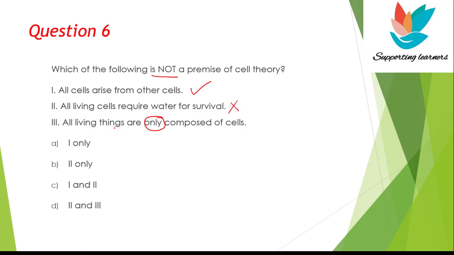Only is wrong over here. This was not a premise of cell theory, that all the living things are only composed of cells. Yes, living things are composed of cells, but there are many other things that are present in the living organisms, not only the cells. So only first statement is right and the other two statements are wrong. So they are not a premise of cell theory. So answer is second and third, D option.